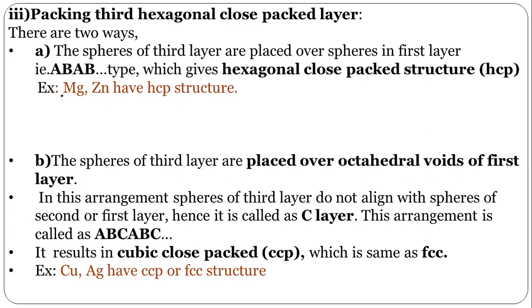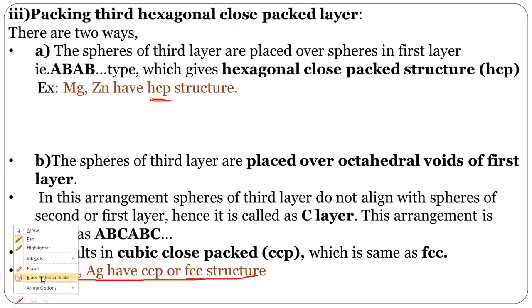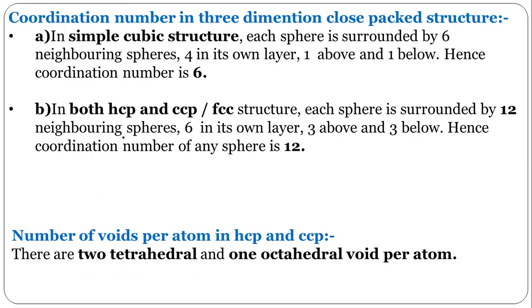Manganese and zinc have the HCP, hexagonal close packed structure, and copper and silver have the CCP, also called FCC, face centered cubic structure. So remember these examples: copper, Ag, manganese and zinc. This is important for the examination. The coordination number is also directly given. Already I discussed that the coordination number is 12.